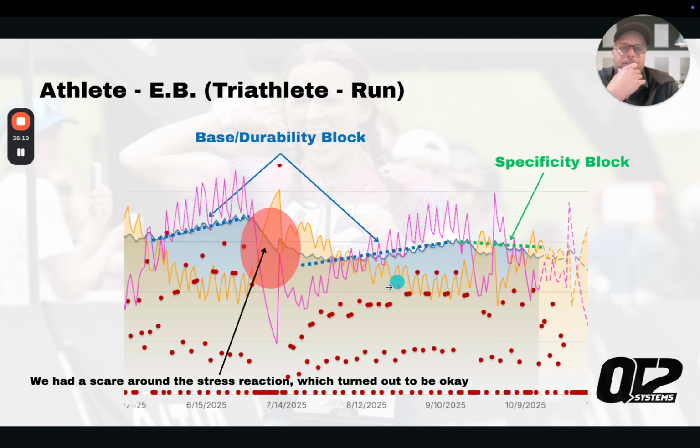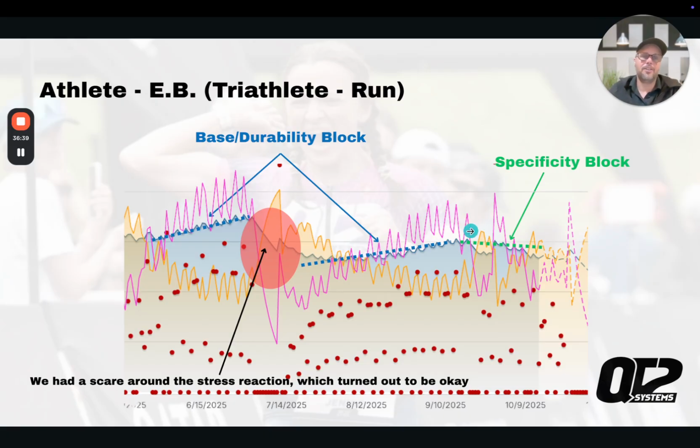So this is the layout. This is a very practical approach. This is when we started working together, base durability blocks through that initial race period where we had a little bit of a scare, which actually turned out to be nothing. But we had a little bit of an uh-oh, and we didn't run. We lost a little bit of CTL. When we came back, we went back to a base durability block, and that really allowed us to be consistent and build back some fitness.